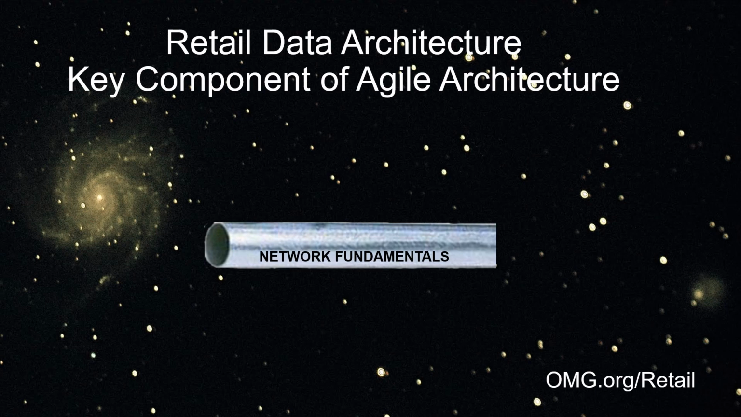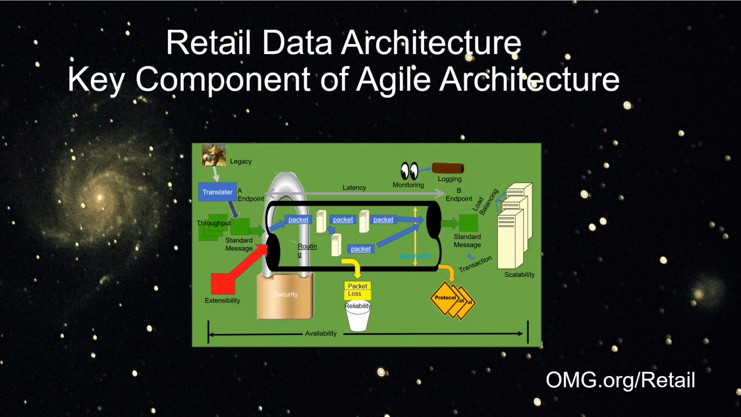The standards quoted in this video are for the most part at omg.org/retail. The Retail Network Fundamentals covers the requirements for delivering messages. It includes things like security, bandwidth, and latency. It also includes the various architectures used to transfer messages from point A to point B.